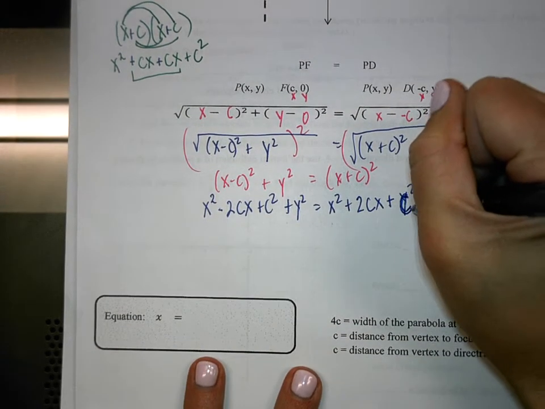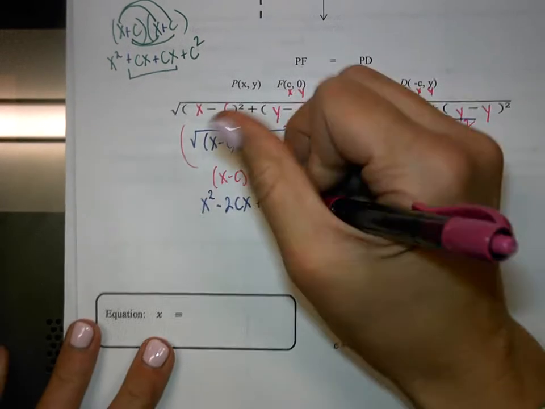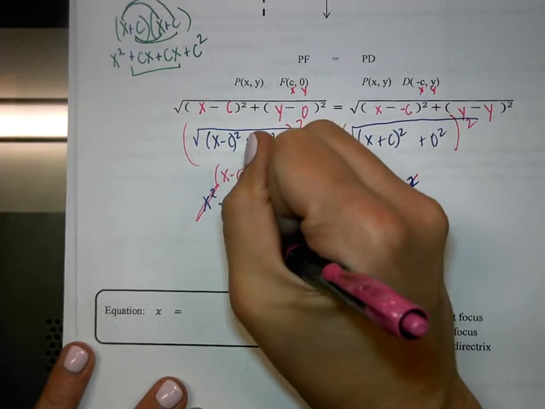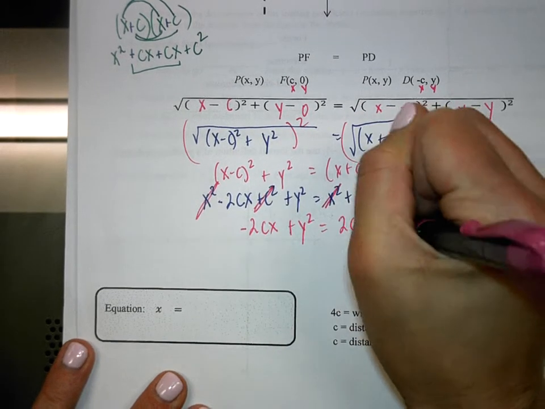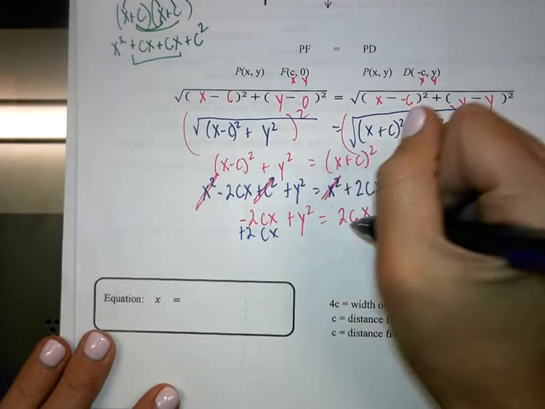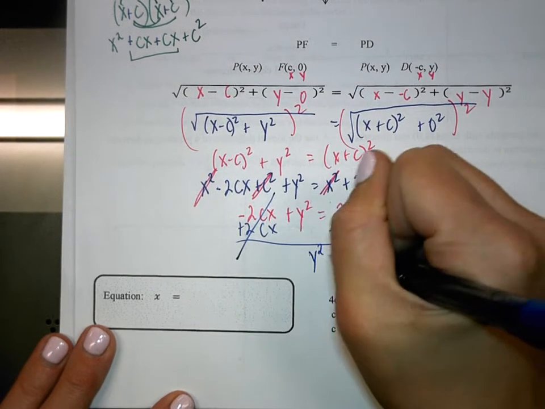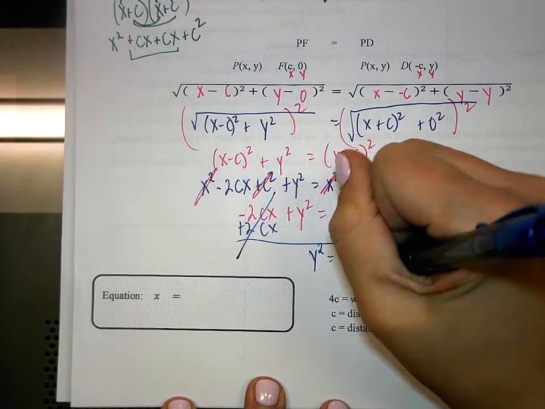Are there any like terms? Good, the c squareds we can cancel out, and the x squareds. And so I'm left with negative 2cx plus y squared equals positive 2cx. So we want to get all of our x's together. What would I do? I'm going to add 2cx to both sides to combine them together. That eliminates, and we have y squared equals 4cx, because 2 plus 2 is 4. That's supposed to be an x.